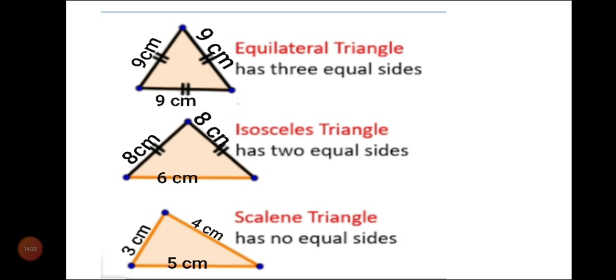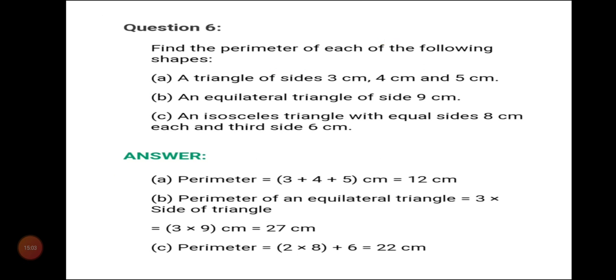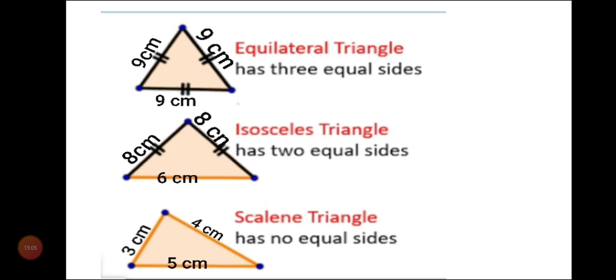perimeter. So now you can see in the figure I have shown you all the 3 types of triangles. Also the bottom last one you will see, it is a scalene triangle whose all the 3 sides are different. Then the second one, isosceles triangle whose 2 sides are equal, 8 centimeter, and the base is 6 centimeter. And the top one is an equilateral triangle whose all the three sides are equal, that is 9 centimeter each. So we need to find out their perimeter. So we will add all the three sides. So this is the solution.